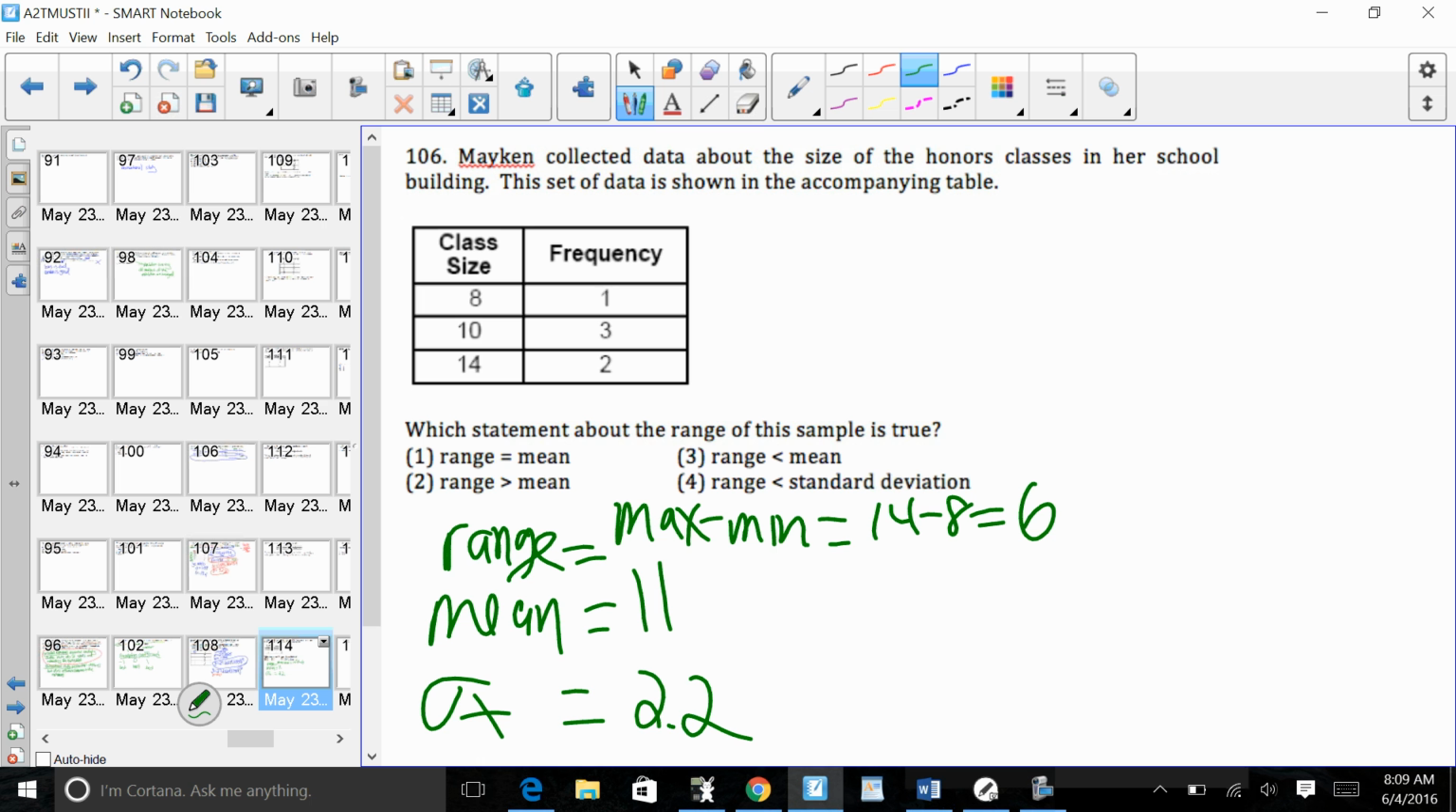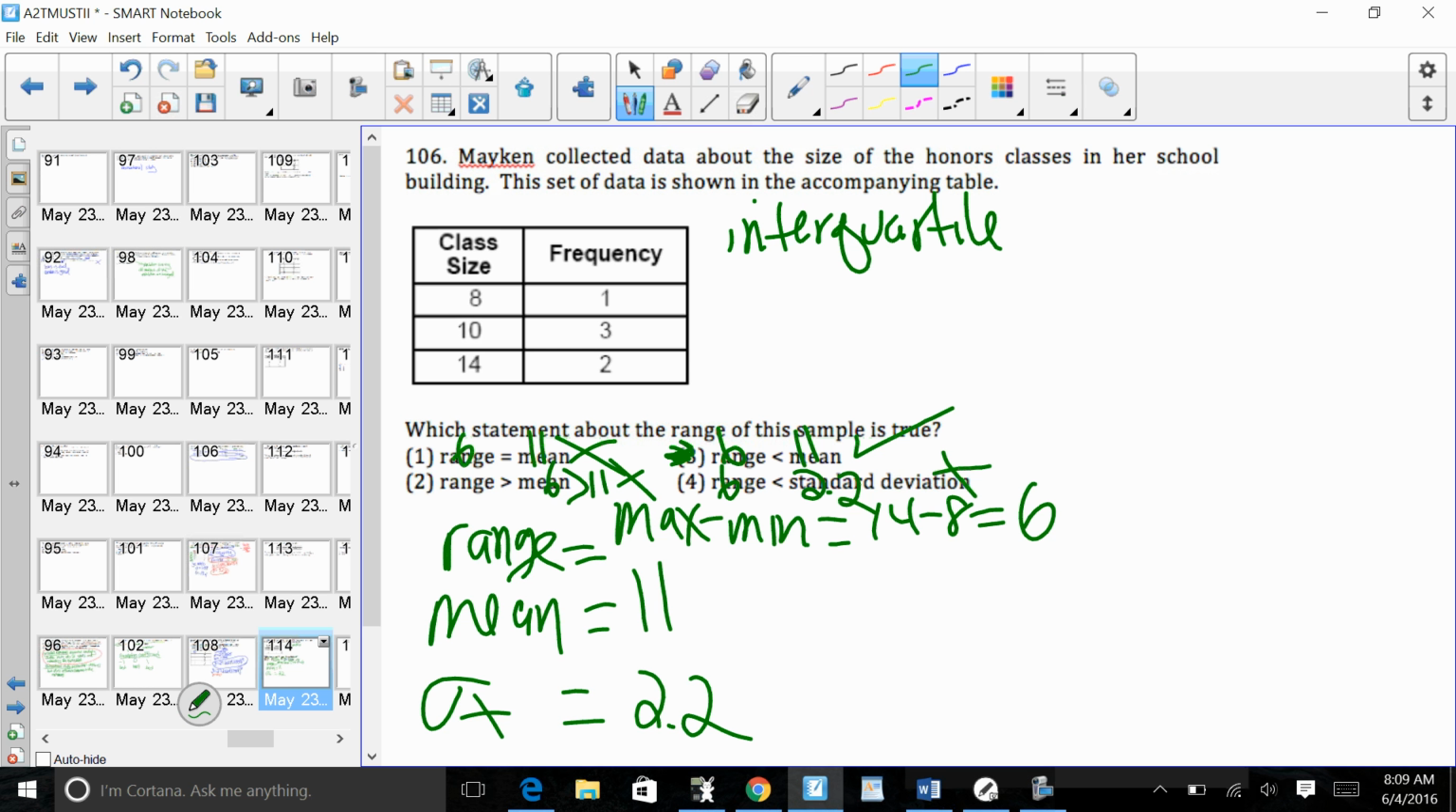So now I'm looking at each choice. Does my range equal my mean? Does my 6 equal my 11? Nope. Is my range greater than my mean? Is 6 greater than 11? Nope. Is my range less than my mean? Yep. Is my range less than my standard deviation? No.